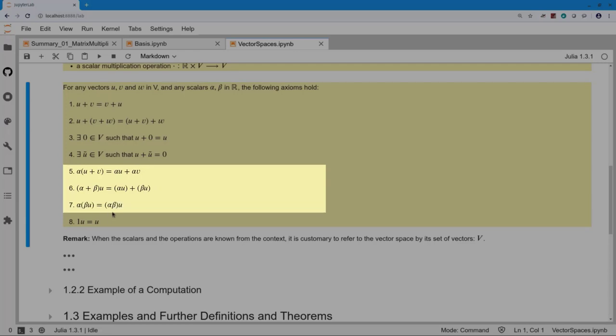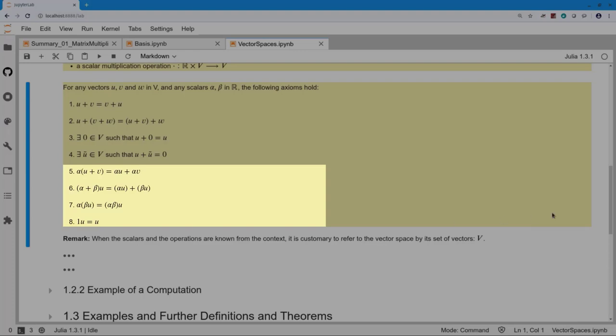The same kind of property holds for multiplication of scalars. If I take u, scale it by beta, take the resulting vector and scale it by alpha, I could equally well have computed the product of alpha and beta of those two scalars, and then scaled u by that product. Again, I don't need the parentheses at all, since the result is unambiguous. And finally, I need 1 times u, the scalar 1 multiplied times u, to equal u.